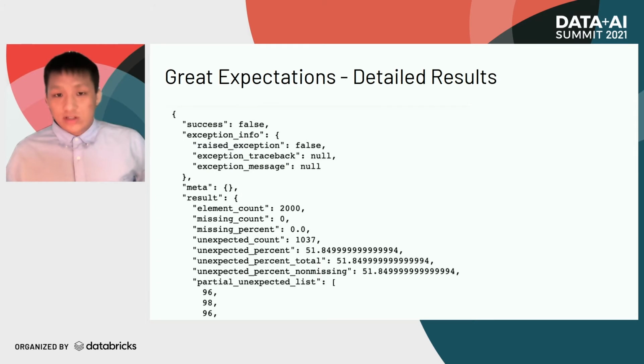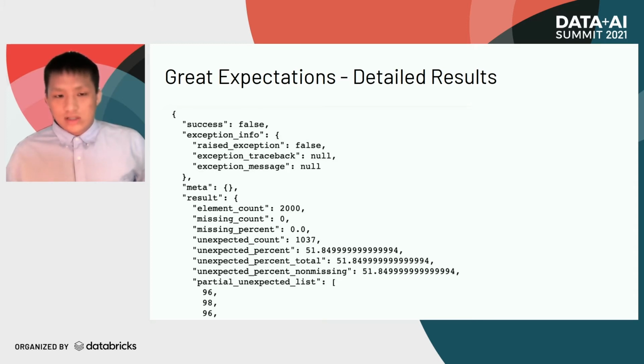Here's an example of the detailed results that came out of the expectation that we just ran. First, you'll see on the top line that we failed the expectation. Success is false. And then a bit lower, you'll see result. The result gives us information about the expectation, how it failed.